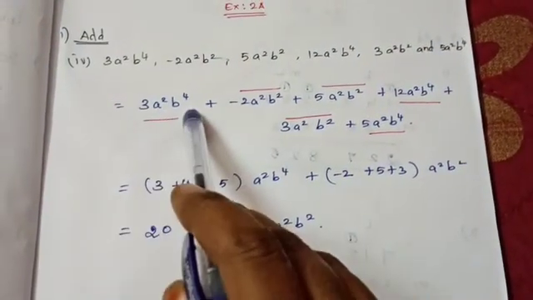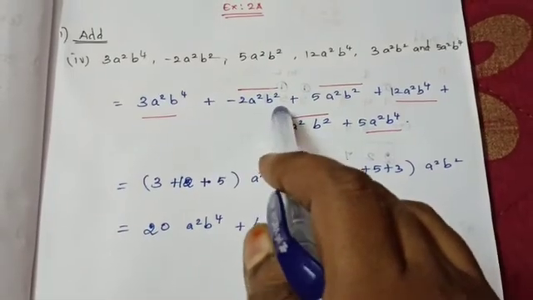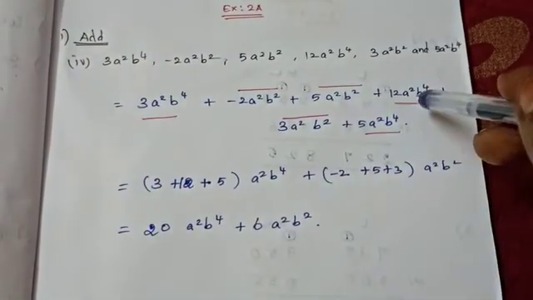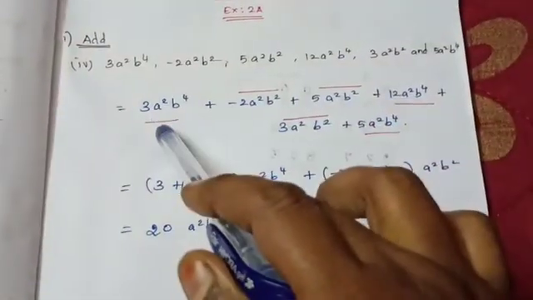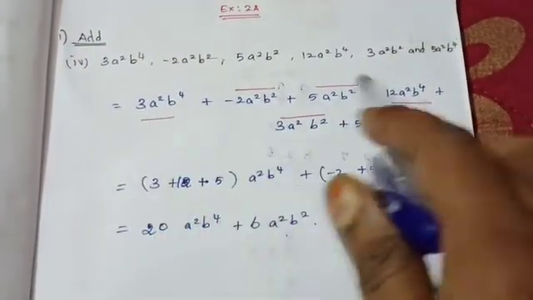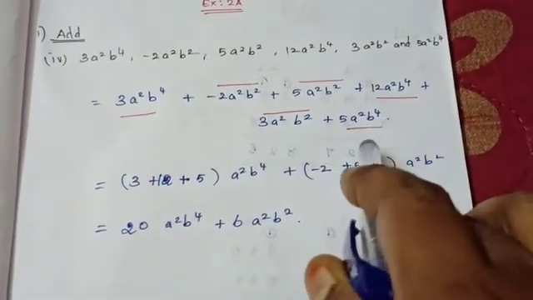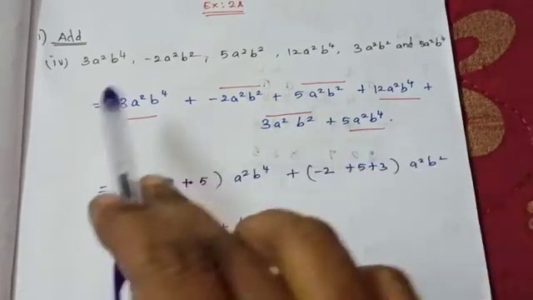For example, a square b power 4, but this one is a square b square. So these two are not like terms. And you will tell that 12a square b power 4 is a like term for 3a square b power 4, so I underline it downward. And the next one, the last one, 5a square b power 4, this one is also a like term. So these three are like terms.